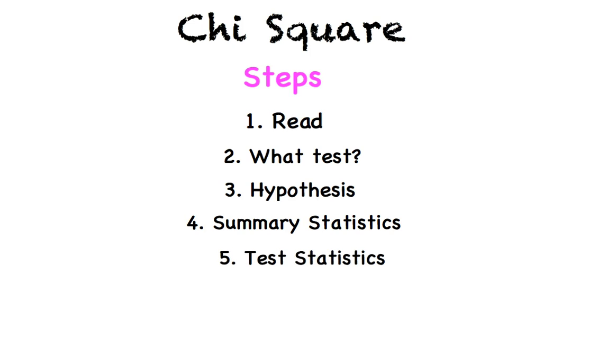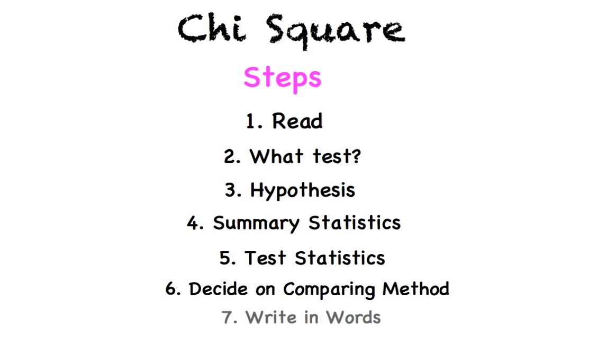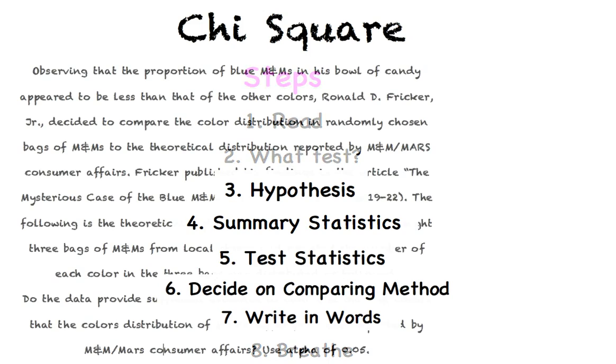Cool. Step 5 is calculate the test statistic. 6 is do a comparing method. In this case, because it is by hand, are we going to do the critical value method? I believe so. 7. Write what we found in words. The last step and my favorite is to breathe, because we did it. That is great. What is your problem?